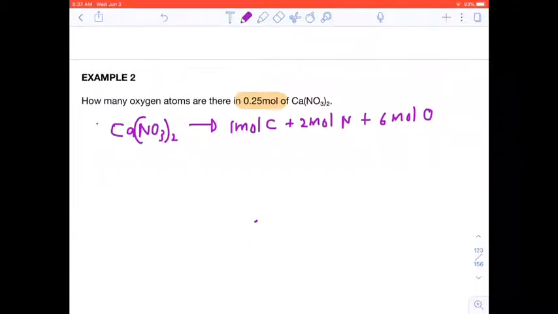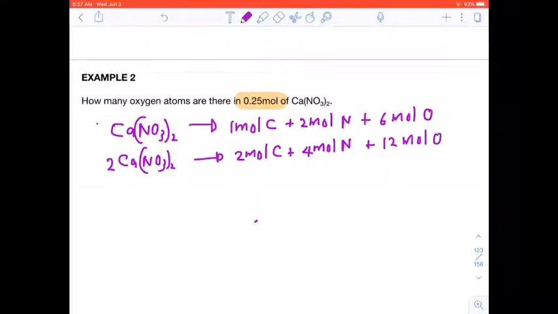Right, if I had, for instance, 2 moles of Ca(NO3)2, right, what would that mean? I would have 2 moles of calcium plus 4 moles of nitrogen, and I would have 12 moles of oxygen, right? I multiply throughout by 2.